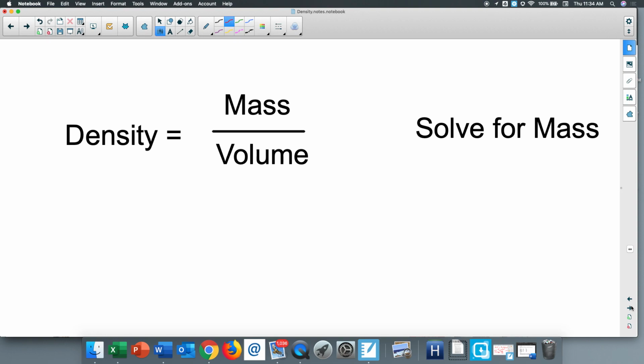So, sometimes we're solving for the density, sometimes they give us the density, and we're solving for something else. If I have density equals mass over volume, how would I solve that for mass? Julia, what would I do to both sides to get mass by itself? Multiply both sides by volume. So another equation to write down in your notes is V times D equals M. Volume times density equals mass.